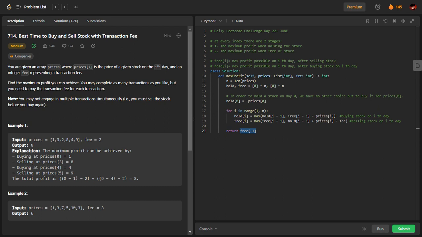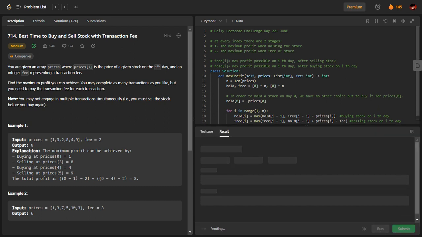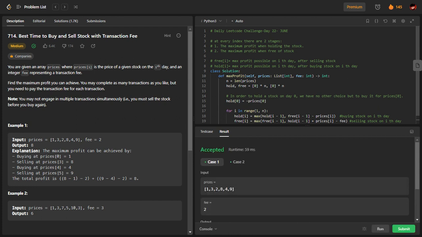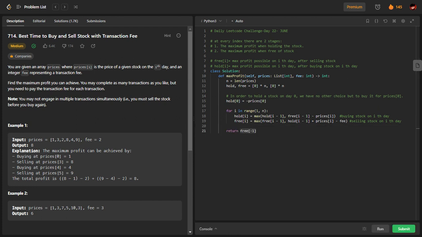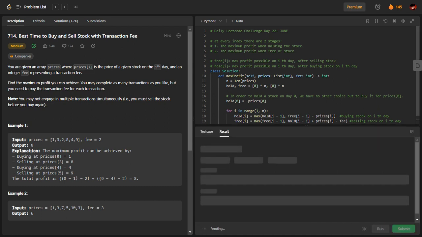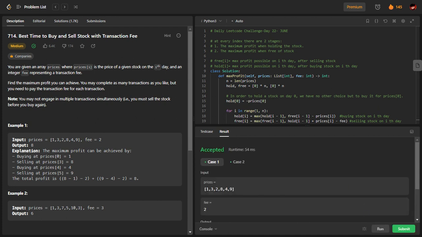I'll just quickly run and show you how it works. See, this clears the test cases. Let me make this point very clear. Basically, -1 refers to n-1. So if I write n-1, it should be the same. Let us see. It is clearing the test cases.